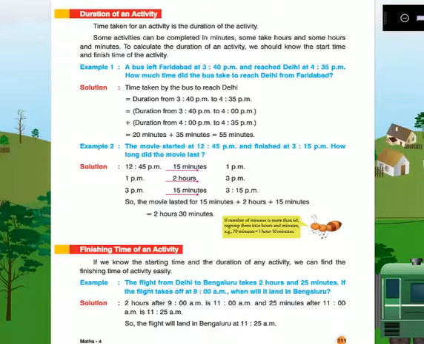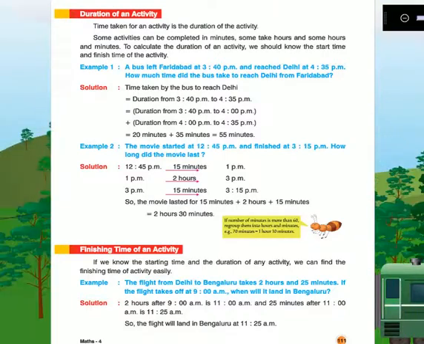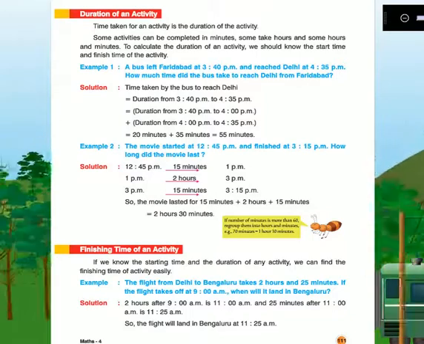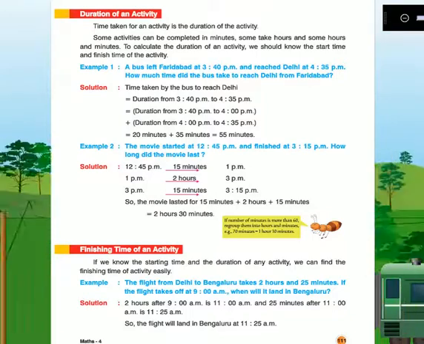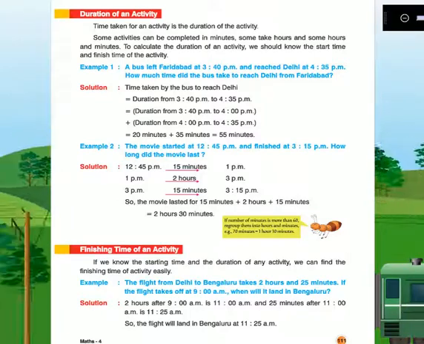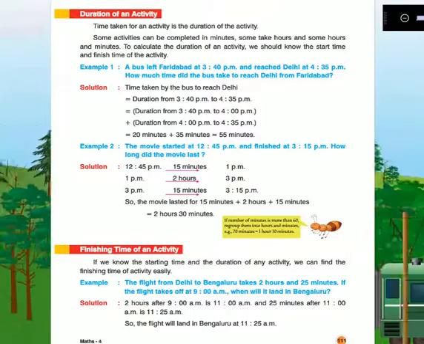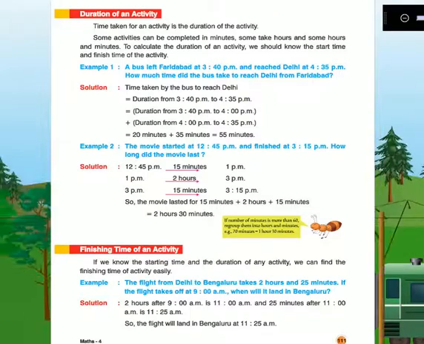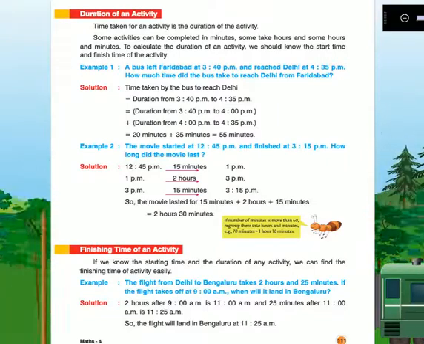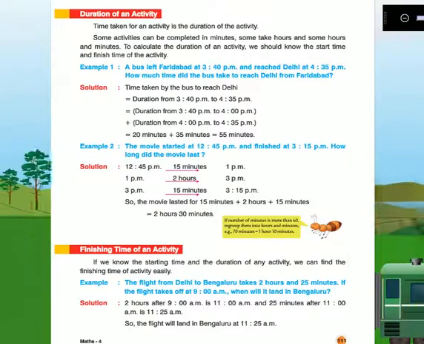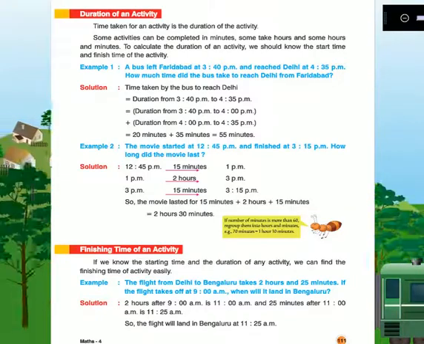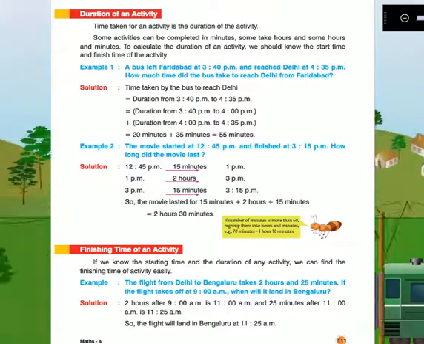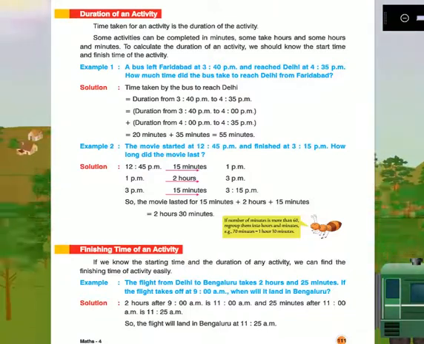Finishing time of an activity. If we know the starting time and the duration of any activity, we can find the finishing time of the activity easily. Example: the flight from Delhi to Bangalore takes 2 hours and 25 minutes. If the flight takes off at 9 a.m., when will it land in Bangalore? Solution: 2 hours after 9 a.m. is 11 a.m. and 25 minutes after 11 a.m. is 11:25 a.m. So, the flight will land in Bangalore at 11:25 a.m.